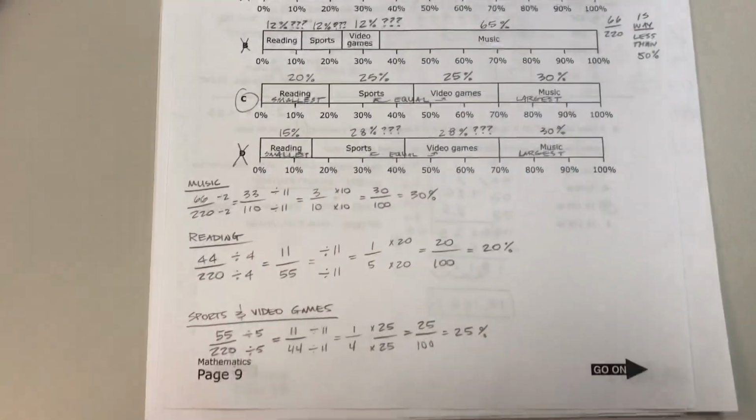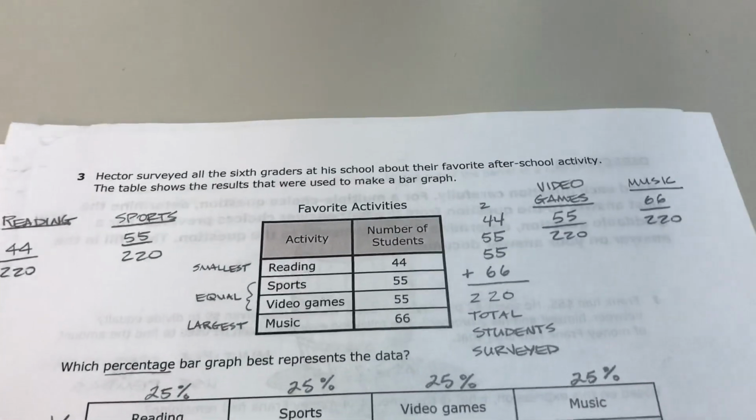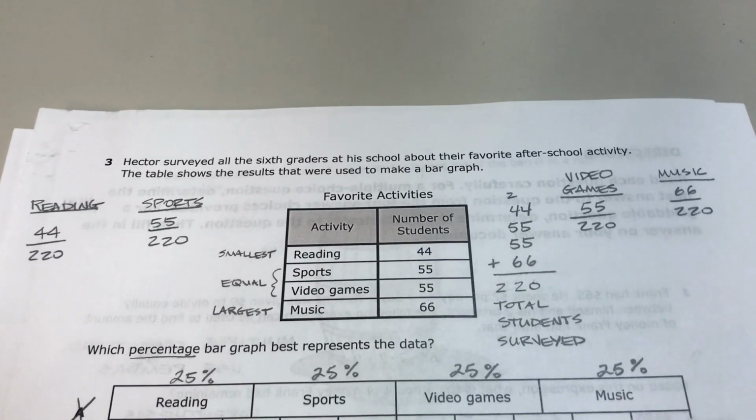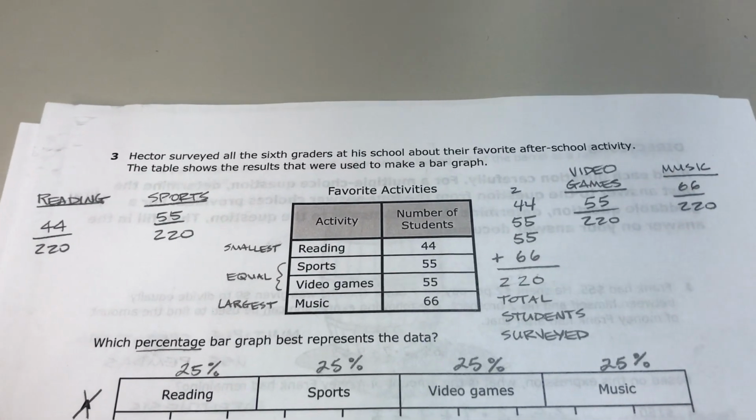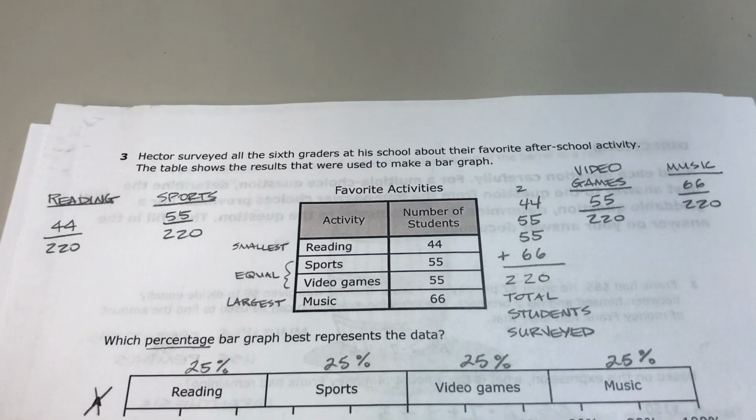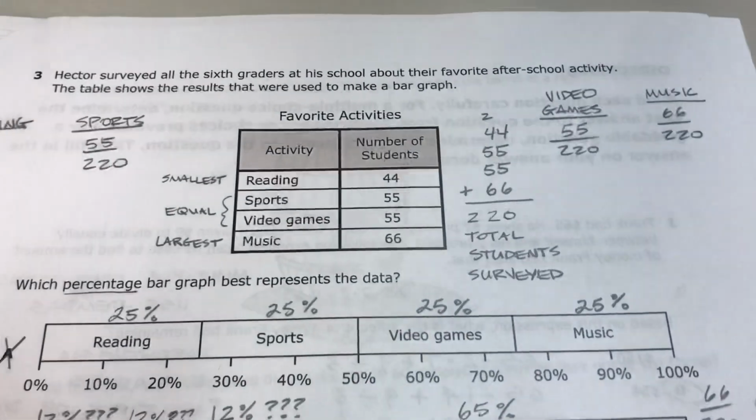All right. Number 3 is a big problem. Takes up the whole page, but it's not hard. All right. Hector surveyed all the 6th graders at his school about their favorite after-school activity. The table shows the results that were used to make a bar graph.